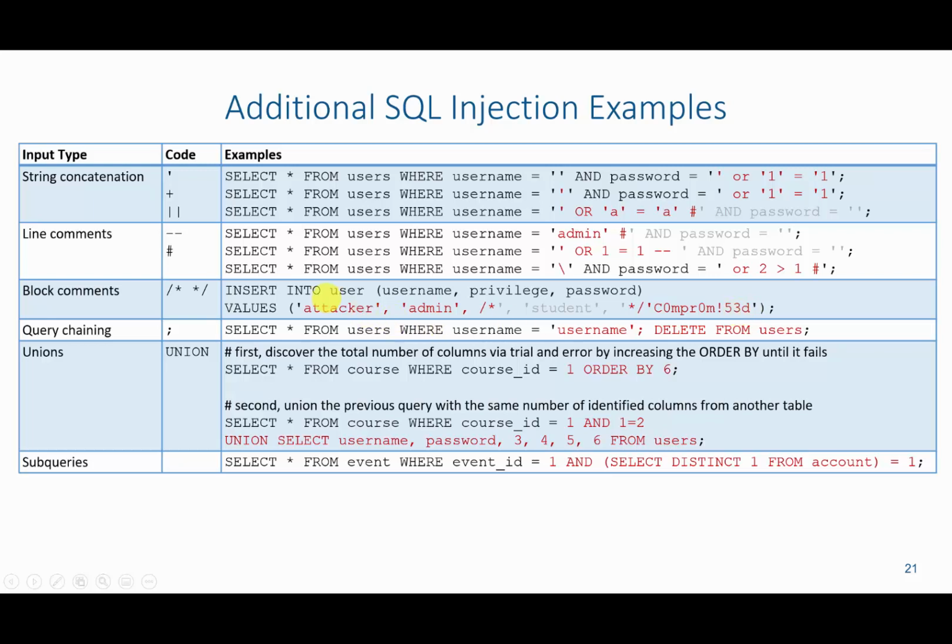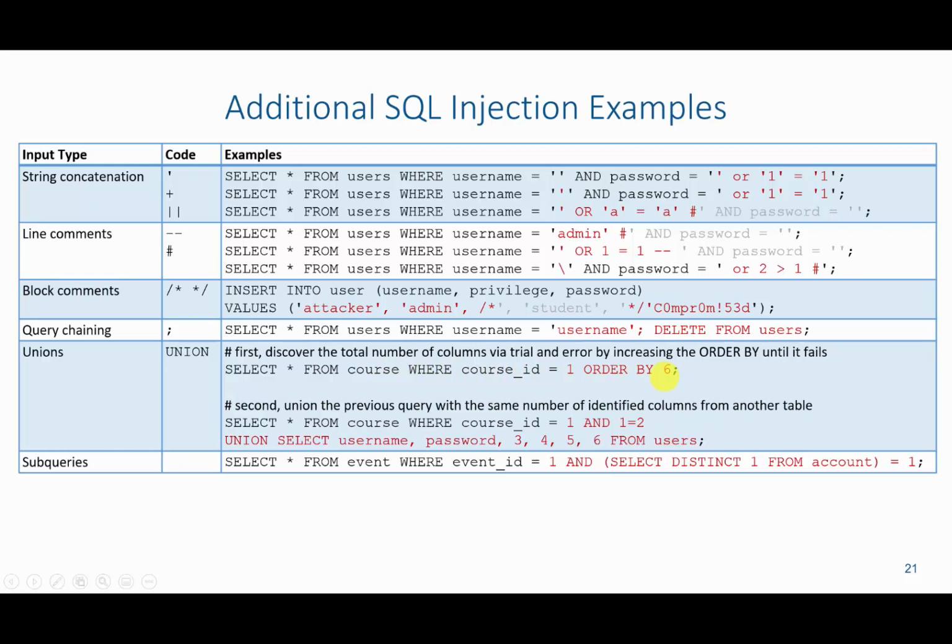We can also use query chaining, which is using semicolon, just attaching that to the end of a form entry, such as username, quote, and then semicolon, delete from users, and that would delete all the users from the users table. And then another thing we can do is union. This is mostly for blind SQL injection. So first you're going to discover how many columns there are via trial and error. So you're going to select star from course where the course ID equals 1, order by 6.